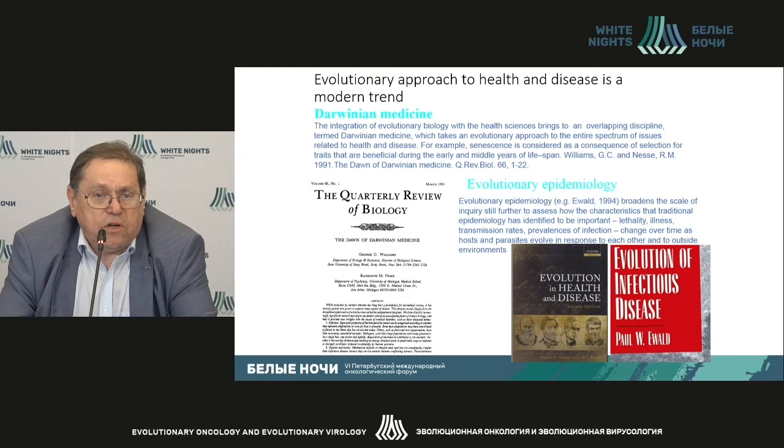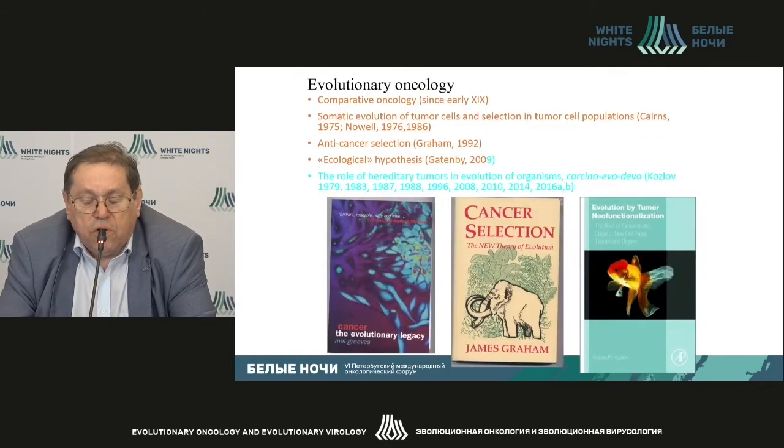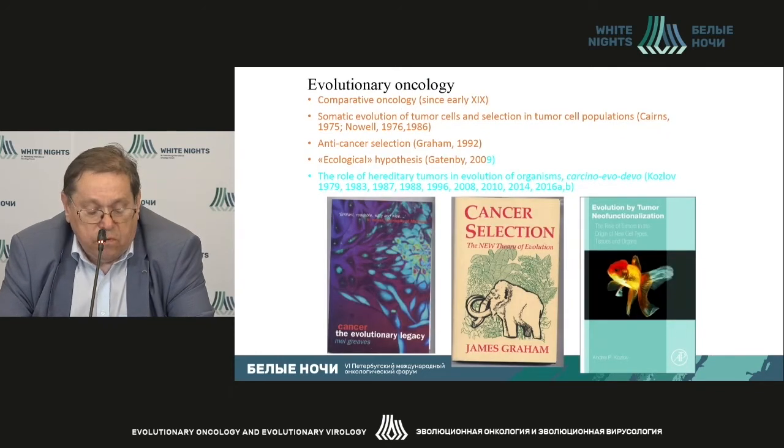New disciplines exist, Darwinian medicine and evolutionary epidemiology, that consider new information from a different angle, new information for doctors. Evolutionary oncology has different areas. Evolutionary oncology is a part of the evolutionary approach to science and health.